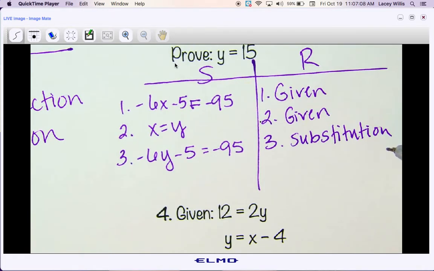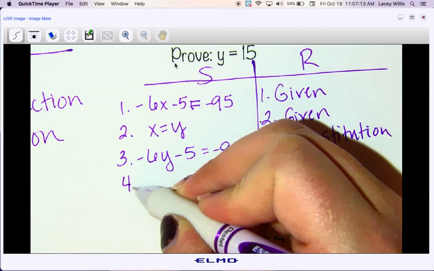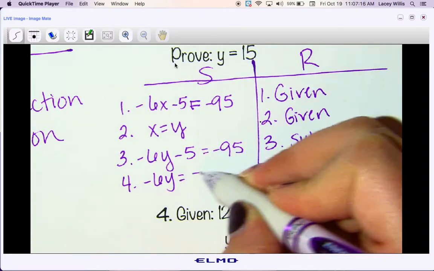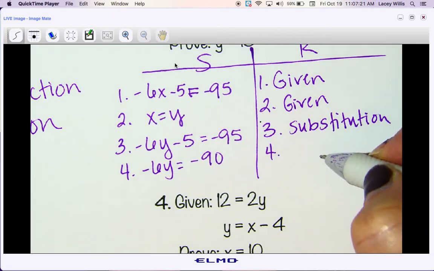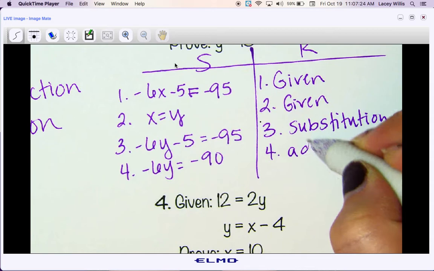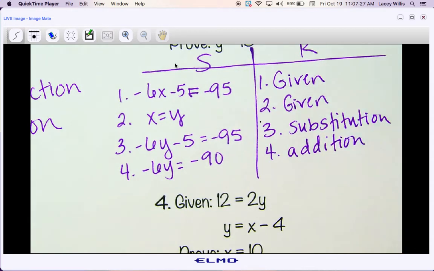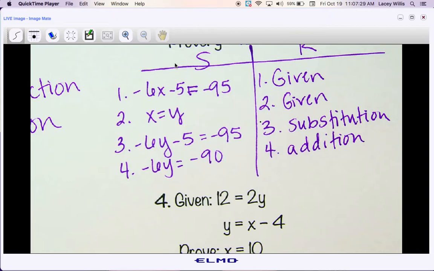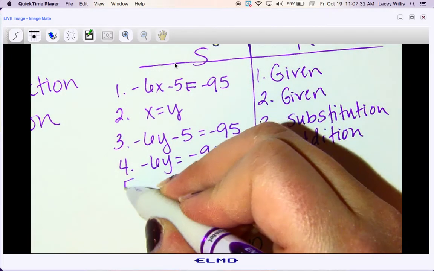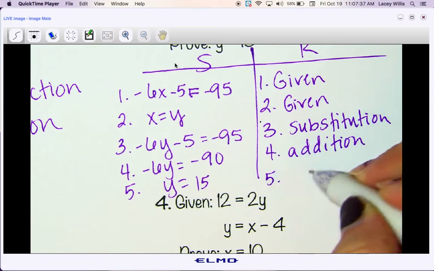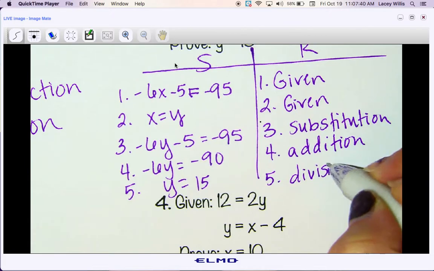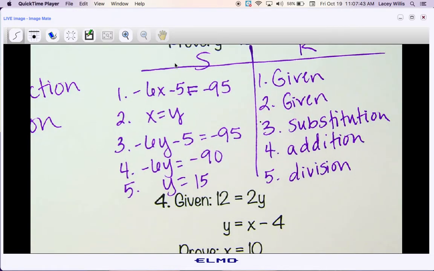Okay, how do you solve it? Add 5. So negative 6y equals negative 90. What rule did we use? Addition. And then what? Divide. So y equals 15. Division. Are we finished? Yeah.